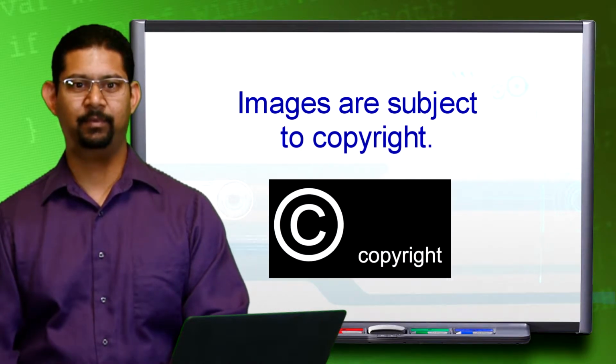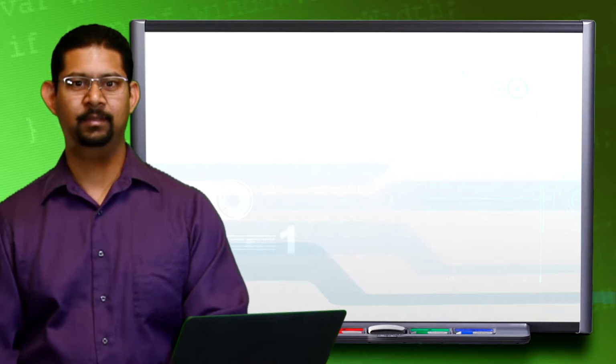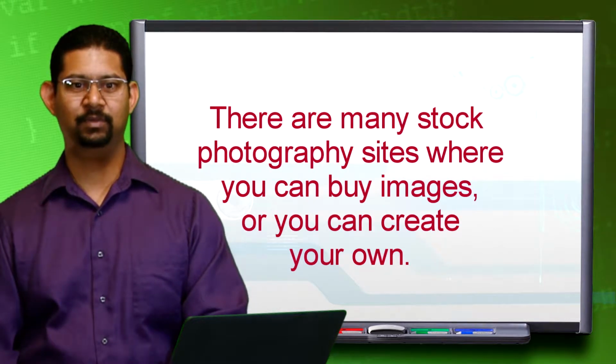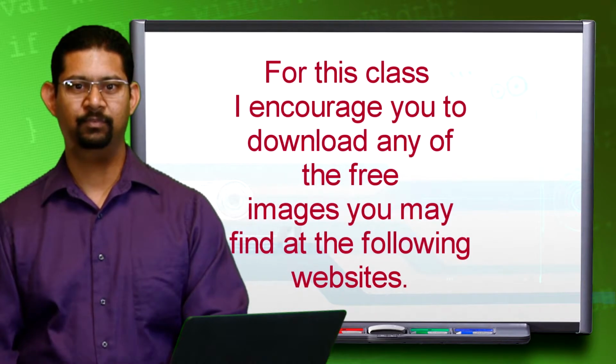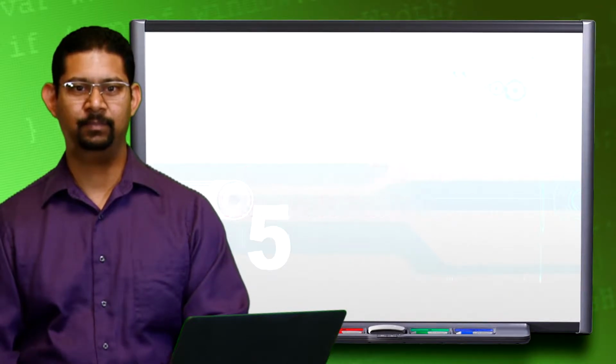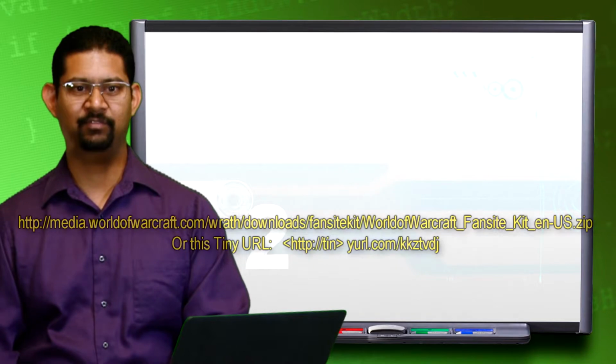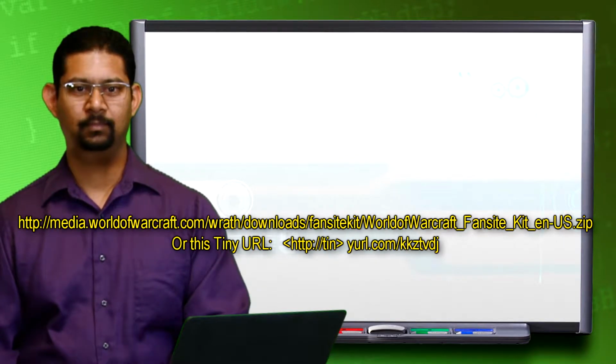Images are subject to copyright, which means you can't just copy images from anywhere to put on your site. There are many stock photography sites where you can buy images or you can create your own. For this class, I encourage you to download any of the free images you may find at the following websites. For our lesson, we'll be using the World of Warcraft fan site kit. This allows us to use images and content from Blizzard. It's available at the following URLs. All the referred URLs will be provided in the comment section of this video.